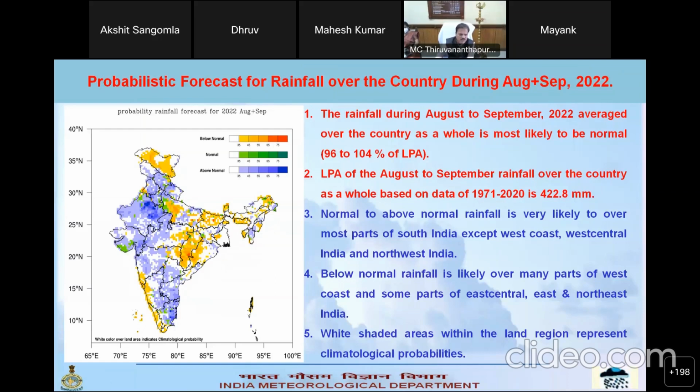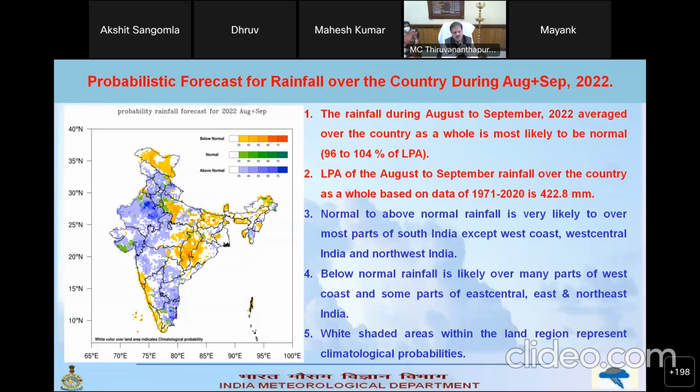But at the same time, you can expect below normal rainfall activity over certain parts of East Central India, mainly Chhattisgarh and adjoining areas, and of course Bihar and adjoining areas. Also the Ladakh area and the west coast, where we can expect below normal rainfall activity. The white areas do not show any such prediction. They show equal probability for different categories of rainfall.